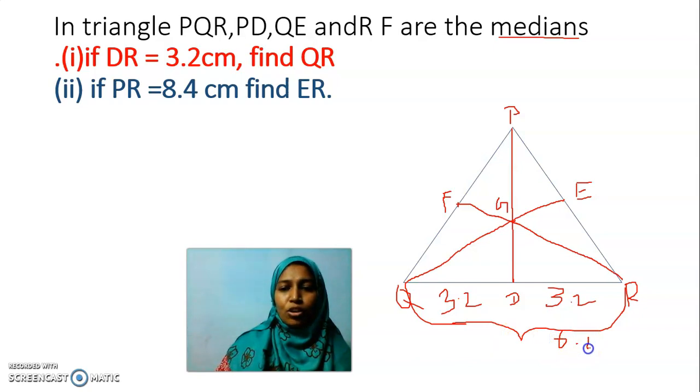While you write in your note, you should state that PD is the median, so D is the midpoint of QR. Second point. Third point, you will write QR is equal to 3.2 plus 3.2 is equal to 6.4. 3 lines you have to write. First line, PD is the median and D is the midpoint of QR.